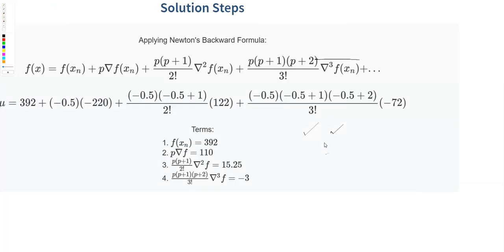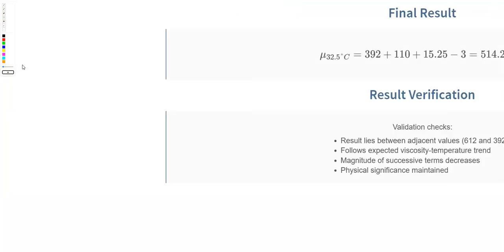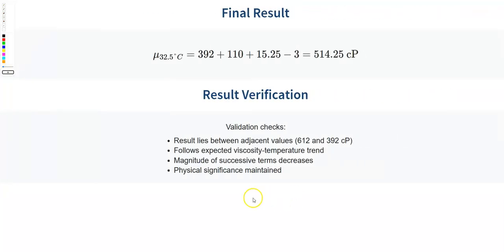If you see here, this term actually decreases. Initially 392, then 110, then 15.25, so each term decreases. So that result is correct, and physical significance is maintained. The trend is maintained, which means physical significance is also maintained. So that's it about Newton backward difference. Thank you.